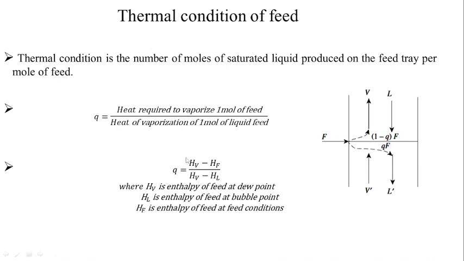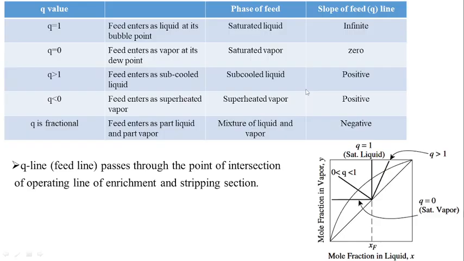It can be determined by this equation, where HV minus HF is the heat required for vaporization of 1 mole of feed, and HV minus HL is the heat of vaporization of 1 mole of liquid feed. Q is the feed quality, or it can also be called the thermal condition of the feed. Based on the Q values, we can decide the phase of the feed.